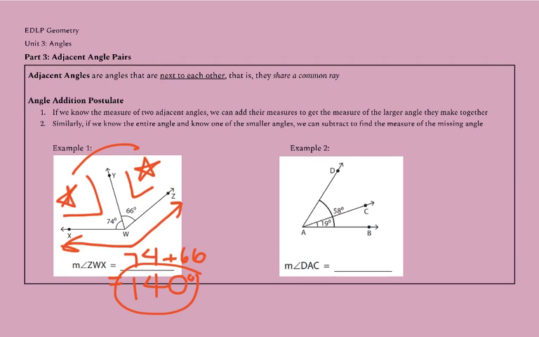Just like that, addition and subtraction are very related to each other. If we know the whole angle and we know one of the pieces, we can subtract to find the measure of what is missing. Right? I know the big angle is 58, and that is my small angle, 19, plus what I don't know.